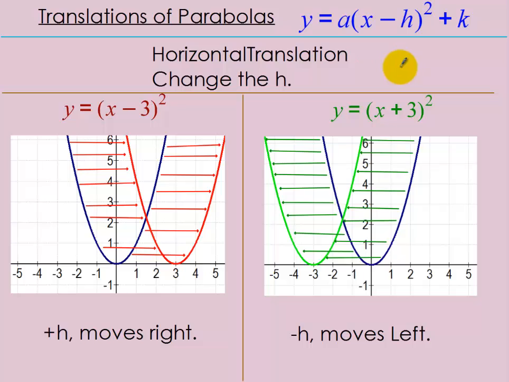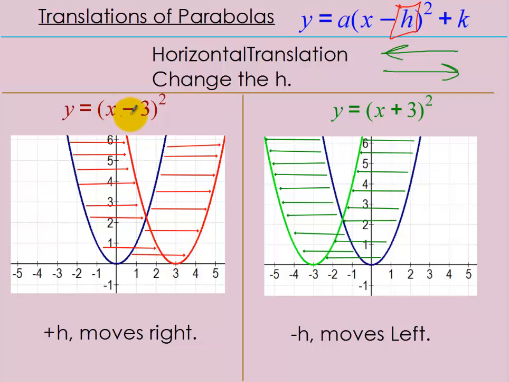Horizontal translations. This is moving the graph left and right. And this is changed based off of the h value right here. So this is a little confusing. If the h value is positive, you move to the right, and if the h value is negative, it moves to the left. However, remember that when you're looking at the equation, the h is actually the opposite of this number.